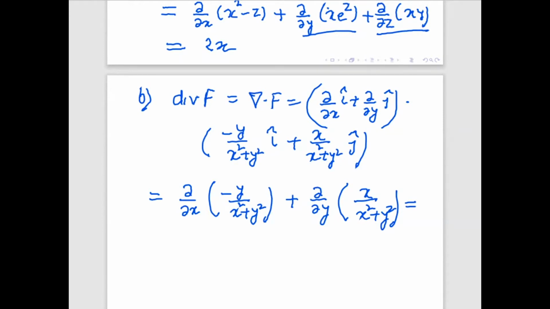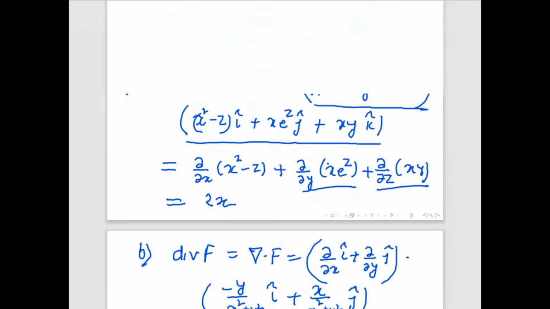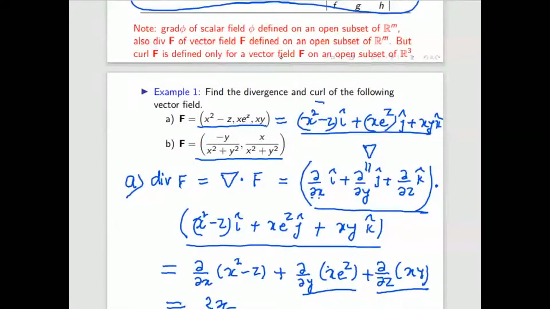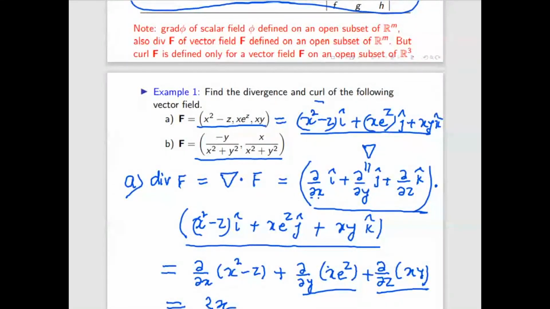So the answer will come 0, 0. So here the divergence is coming 0. For both parts I calculated the divergence. Divergence means the dot product. For curl we will take the cross product. So tell me one out of these two, A or B, which one you want, and I will do the curl for that.